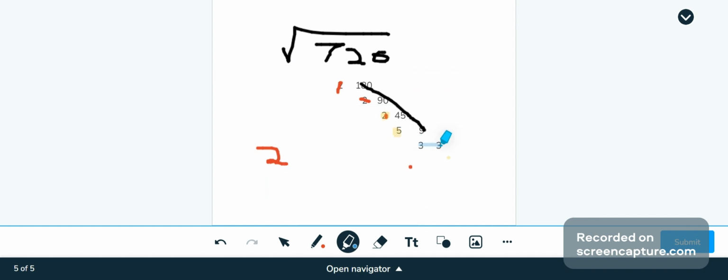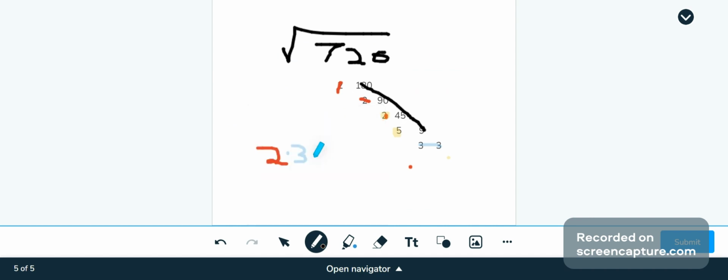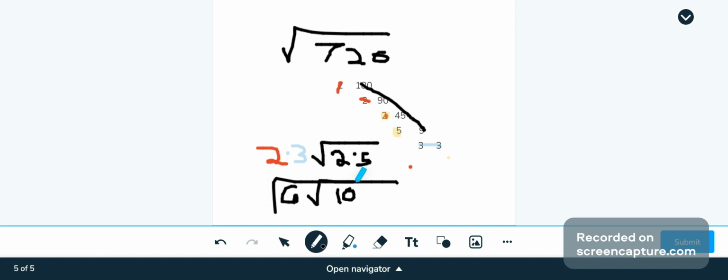These 3s have a partner, though. I get 2 times 3. Oh, by the way, that 2 and that 5 that didn't have partners, they stay underneath the square root. 2 times 3 is 6. So it's 6 times the square root of, 2 times 5 is 10. 6 times the square root of 10 is the answer that I'm looking for.